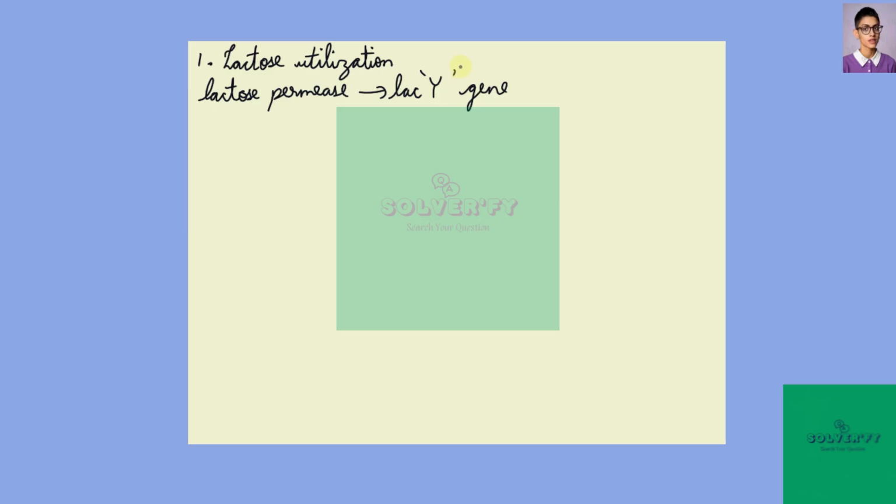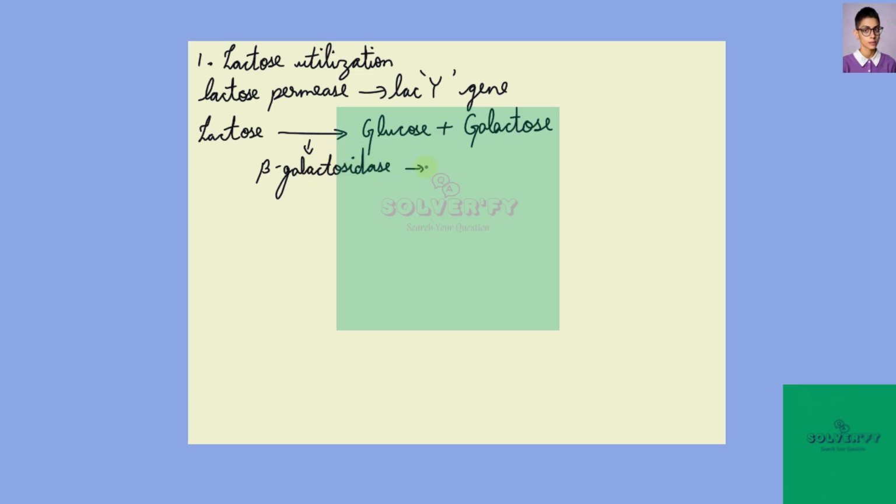in the lac operon. Once inside the cell, lactose is cleaved into its constituent monosaccharides, glucose plus galactose, by the enzyme beta galactosidase, which is encoded by the LacZ gene. The glucose and galactose can then be further processed through glycolysis to produce ATP.